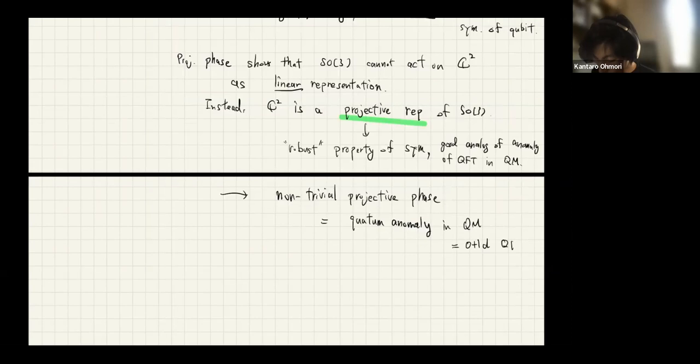So the message is that the actual symmetry of the qubit is SO3, but we usually use SU2 because it's more convenient, because it's linearly represented by C2. But what's closer to the physics itself is SO3. And this discrepancy between SO3 and SU2 is the projective phase, and that is the correct generalization of quantum anomaly into this 0+1 dimensional case.